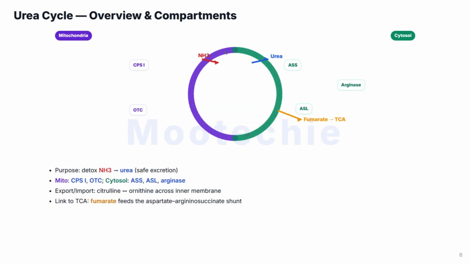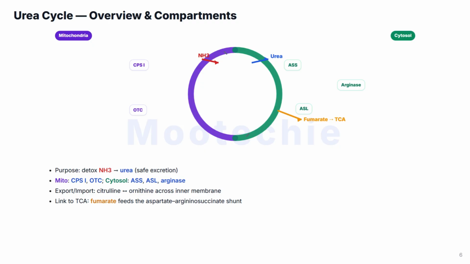The diagram clearly splits the cycle between the mitochondria and the cytosol. In the mitochondria, we find the enzymes CPS1 and OTC. In the cytosol, we find ASS, ASL and arginase. Ammonia, NH3, enters in the mitochondria, and urea is the final product released from the cytosol. A molecule called fumarate is also produced, which can feed back into the TCA cycle. The text explains the cycle's purpose to detoxify ammonia into urea for safe excretion. It spans 2 compartments.